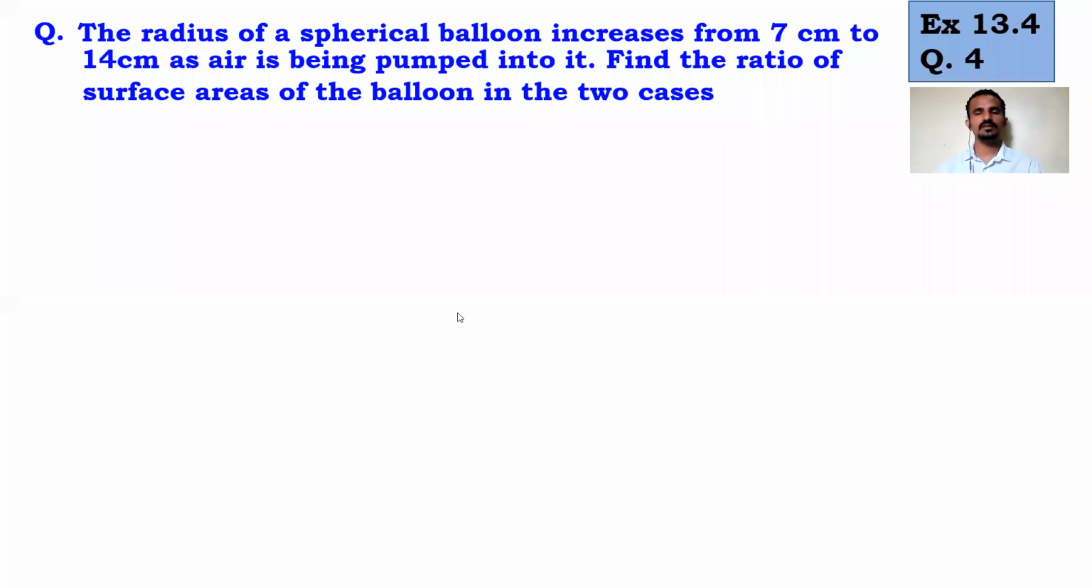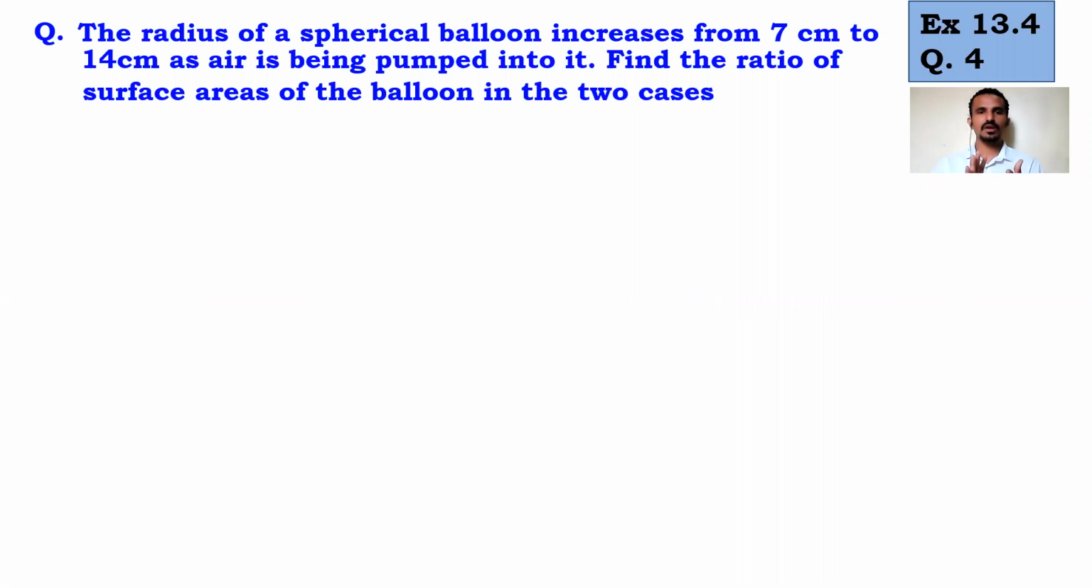The question we have is 13.4 question 4. The radius of a spherical balloon increases from 7 centimeter to 14 centimeter as air is being pumped into it. Find the ratio of surface areas of the balloon in 2 cases. Now it's a very interesting case here.